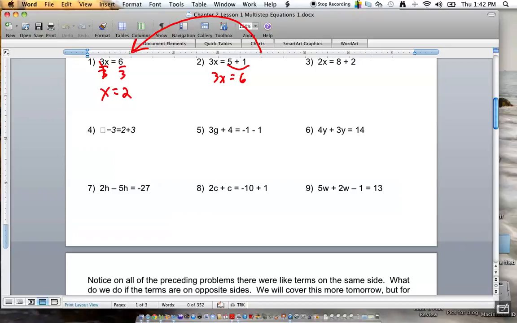Now, hold on. Take a look at number 3. By the way, you would just finish it the same way, divide by 3. Do you see anything on the same side? Yes. You see the same kind of things, namely numbers, on the same side. What is 8 plus 2? 10. So I get 2x equals 10. When you see things that are on the same side, do that same operation, add them, then I divide by 2. X is 5.